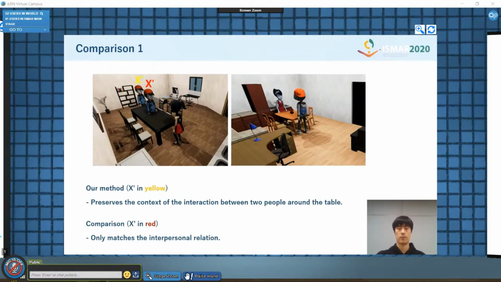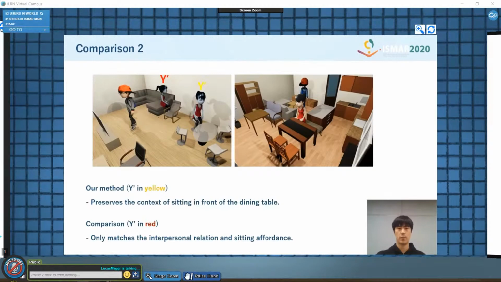Second example shows that the placement of avatar Y by our method preserves the context of sitting in front of the dining table, while the results obtained by matching only the interpersonal relation and sitting accordance does not respect this spatial characteristic.